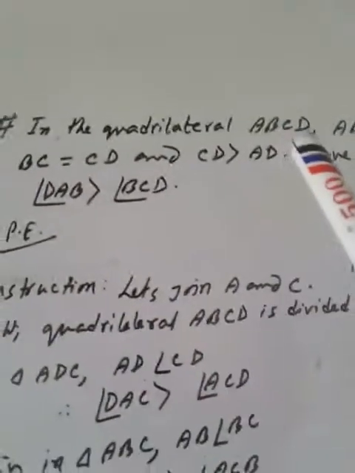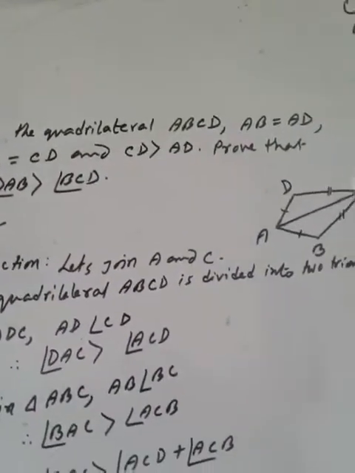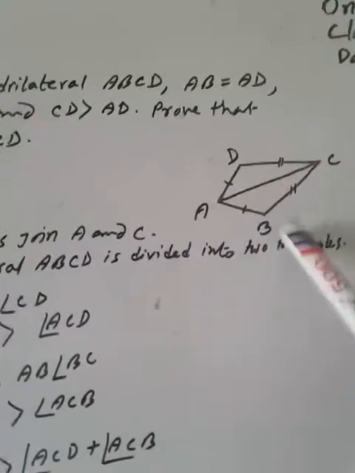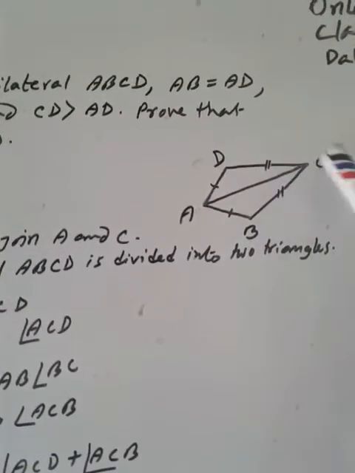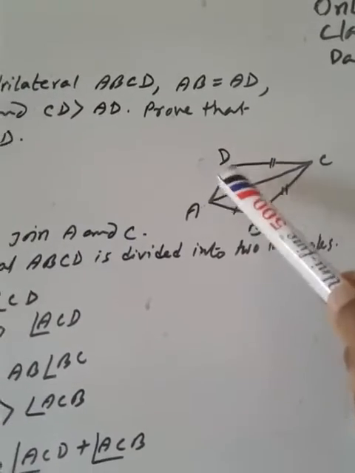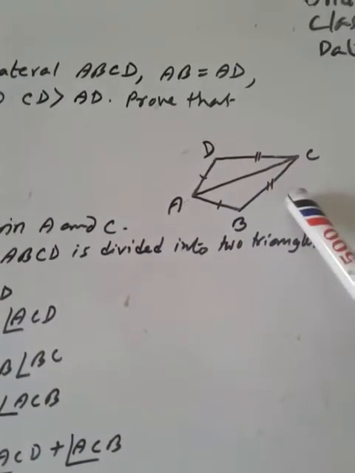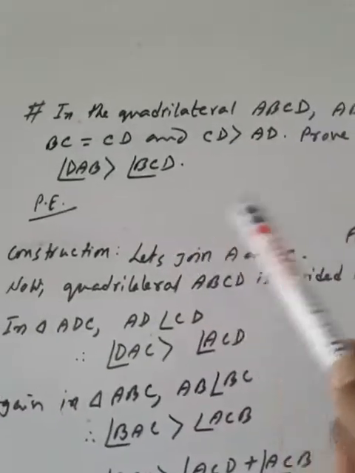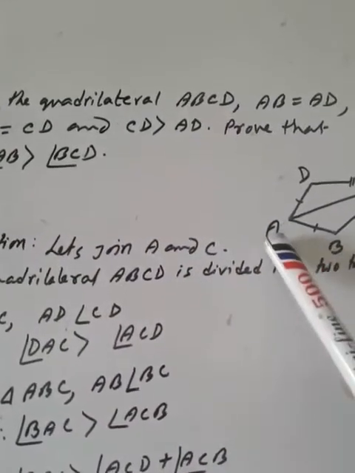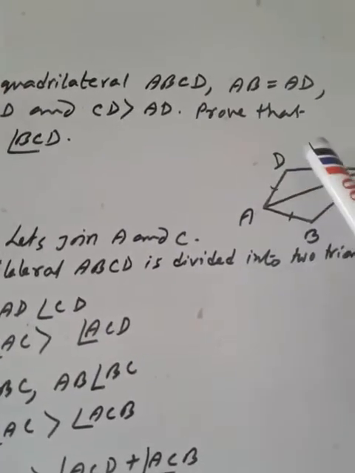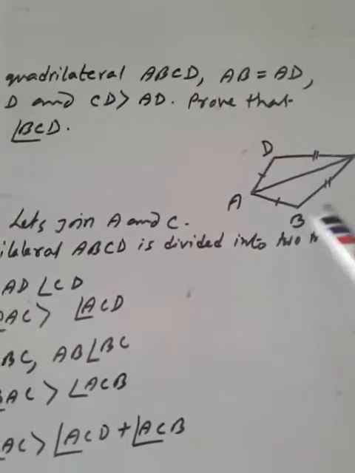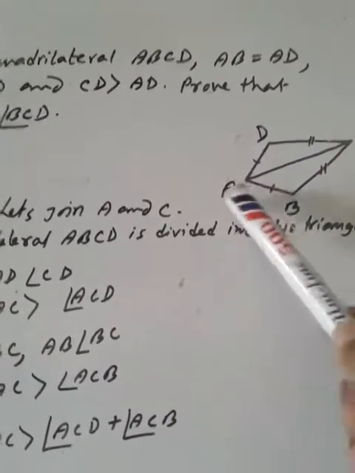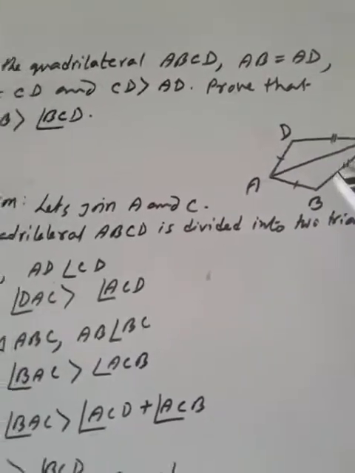In the quadrilateral ABCD, AB equals AD, CD equals BC. These two sides are equal and these two sides are equal. We have to prove that angle BAD is greater than BCD. We have to prove this.